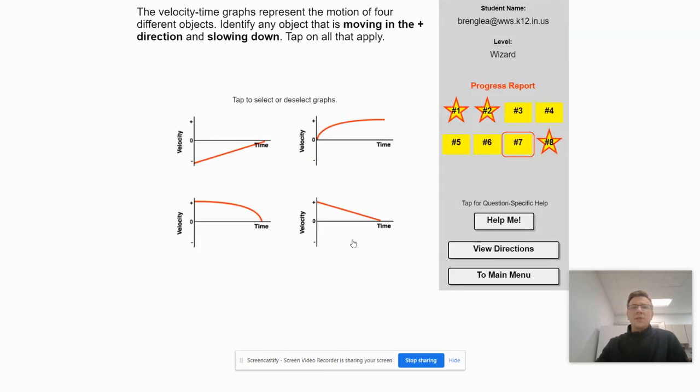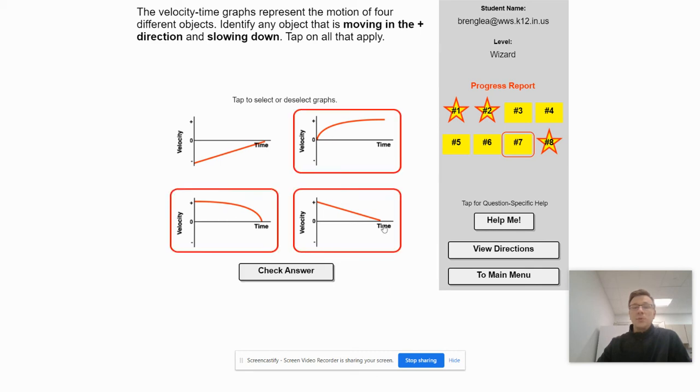All right, this one says identify any object that's moving in the positive direction and slowing down. So we can immediately eliminate this answer right here because it is moving in the negative direction the entire time. We're looking for one that's moving in the positive direction and slowing down. So we have to choose between these 3 answers right here. Let's start on the left side.